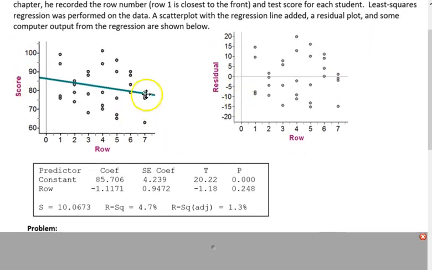If we were to describe this scatter plot, it shows a fairly weak negative linear trend between row number in which the student sits and their test score. So that would be the way we would describe it. It doesn't seem to have any specific outliers that don't fit in the general pattern of the data. Notice the residual plot is fairly well scattered, so it looks like it's appropriate to do a linear regression.